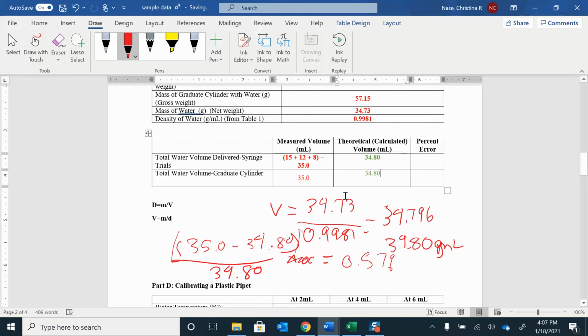That's going to be both. Now, if you had a different number here, then you're going to want to do that twice. 0.57%, 0.57%. Great, so those are my calculated percents. Great, so that's part C.